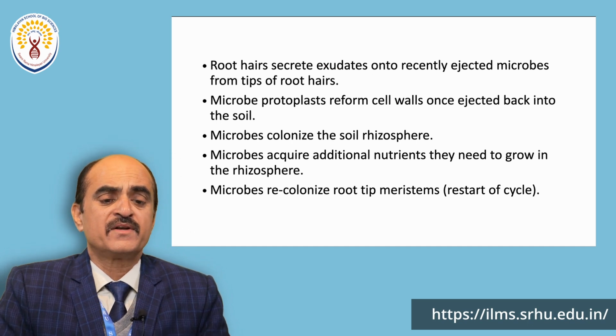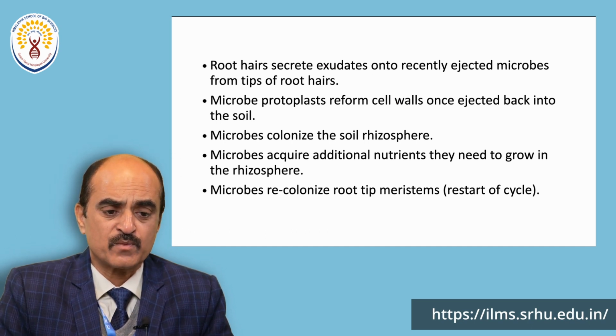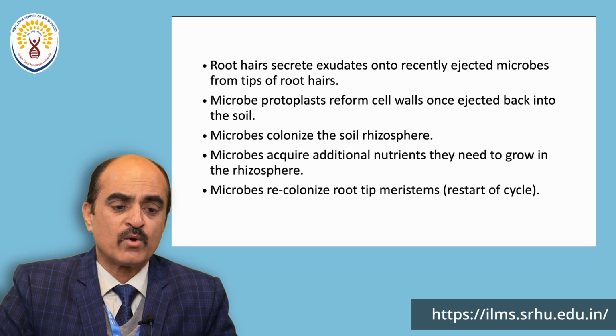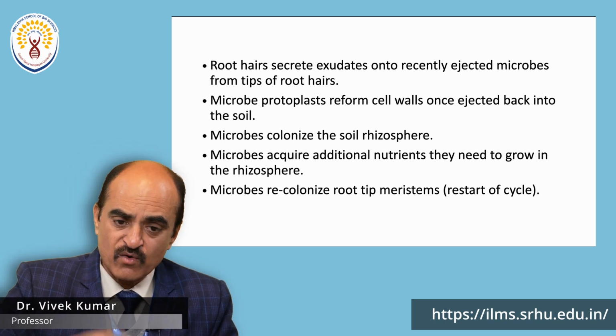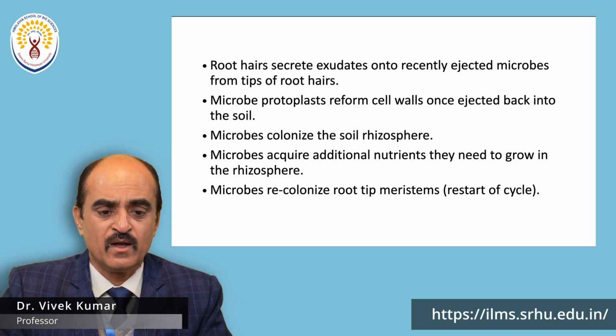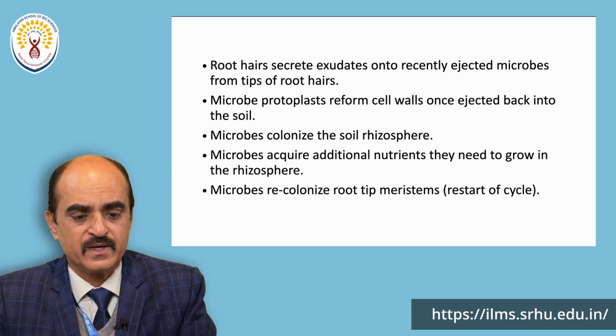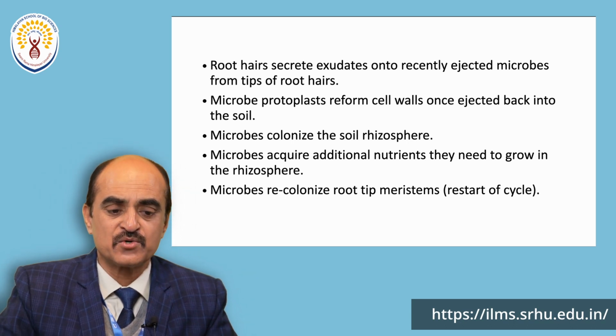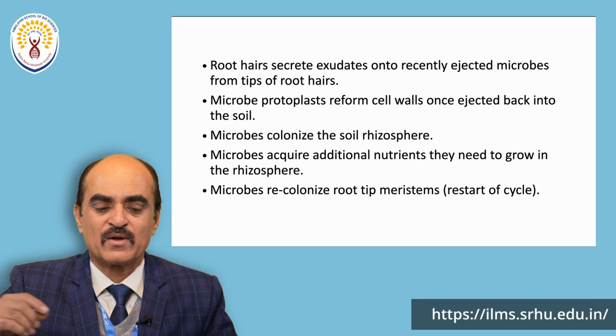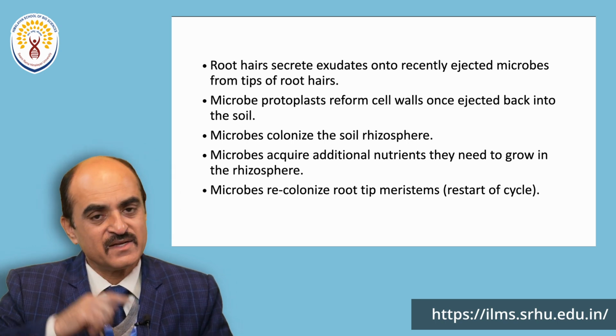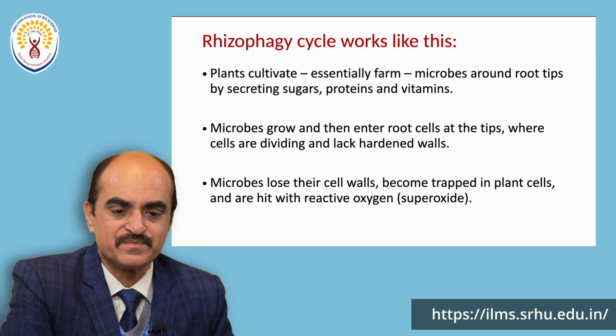Then root hairs secrete exudates onto the recently ejected microbes from the tip of the root hairs. The microbe protoplast again forms the cell wall. Once ejected back into the soil, microbes colonize the rhizosphere. They again acquire additional nutrients they need to grow in the rhizosphere. Then microbes recolonize the root tip meristems, restarting the rhizophagy cycle.